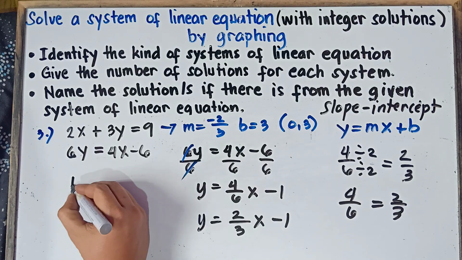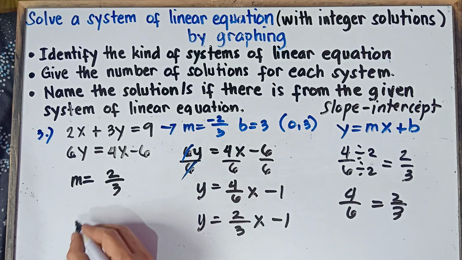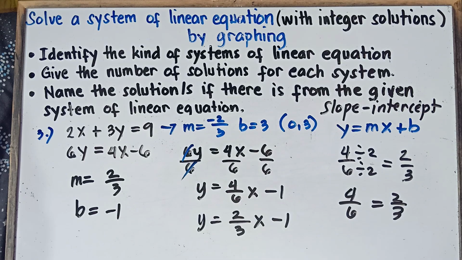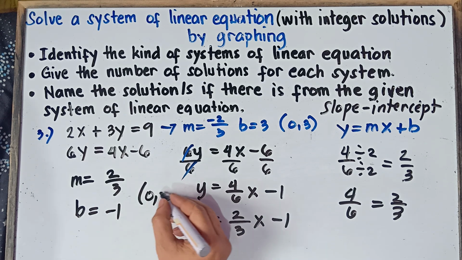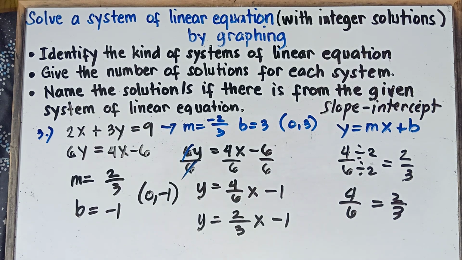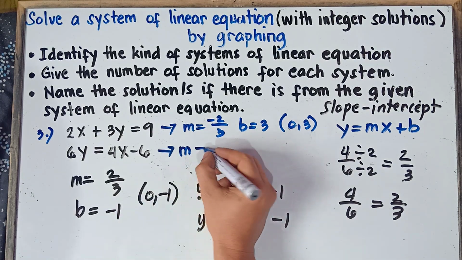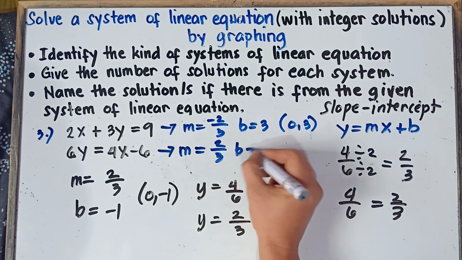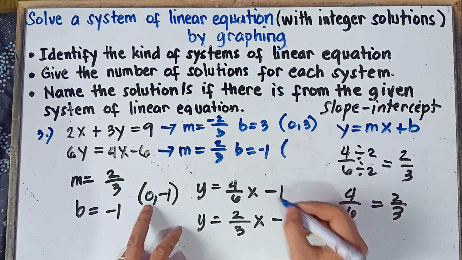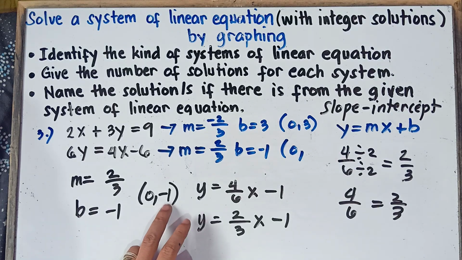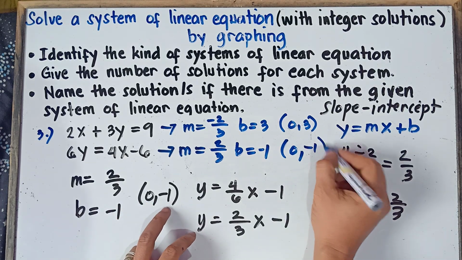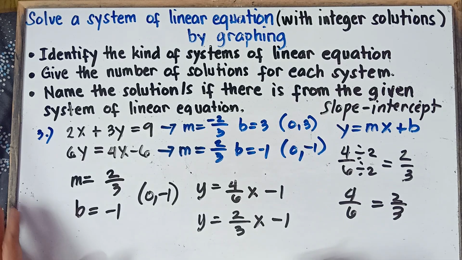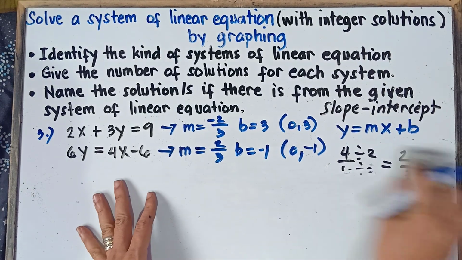Alright, so therefore, the m value, or the slope, that would be 2 over 3. The value of b, that would be negative 1, or the y-intercept. And then the ordered pair. So, if y-intercept is negative 1, x is 0, and then y is negative 1. Alright, so therefore, we can write this one right here. Alright, so slope is 2 over 3. B is negative 1. And then the ordered pair, x is 0 and then y is negative 1. Or the value of b, that would be negative 1. Alright, so let's plot this one on the Cartesian plane, so that we're all set.